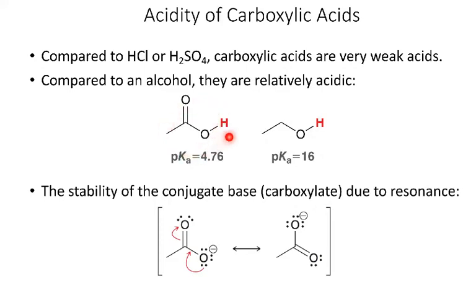We have a pKa difference between a typical alcohol and a typical carboxylic acid of more than 10. That means the carboxylic acids are 10 orders of magnitude stronger. So we're talking about something that's on the order of 10 to 100 billion times stronger acid than an alcohol.